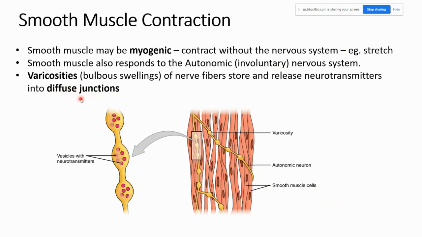So very diffuse. The neuromuscular junction in skeletal muscle is very specific. It's a very specific connection, but here it's just a lot more general, just kind of diffusely, for lack of a better word, right? These diffuse junctions across a layer of smooth muscle, right?